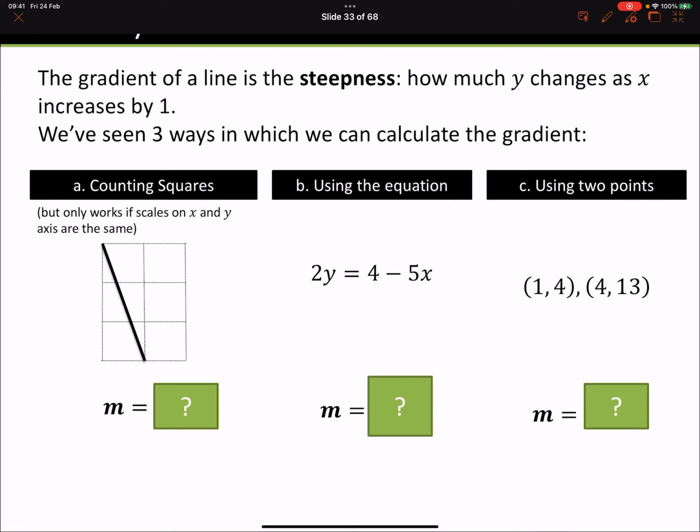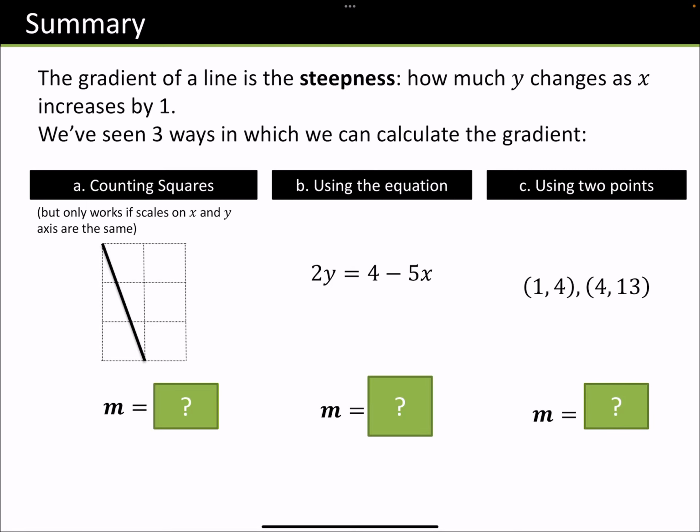Hello, so I'm going to start today with a summary of what we learned on the previous lesson, and that was about gradients and steepness. In other words, how much y changes as x increases by 1. So as x increases by 1, does y go up or does y go down, and by how many? So if we look at our first way of calculating the gradient, for every 1 we go across, we're going to go 3 down. So I've got a gradient of -3.